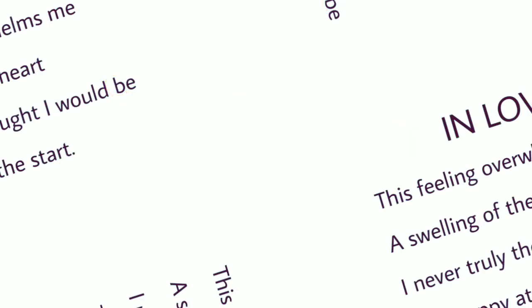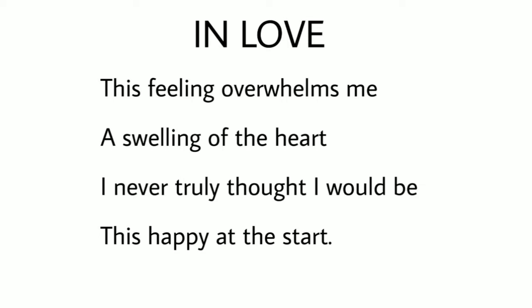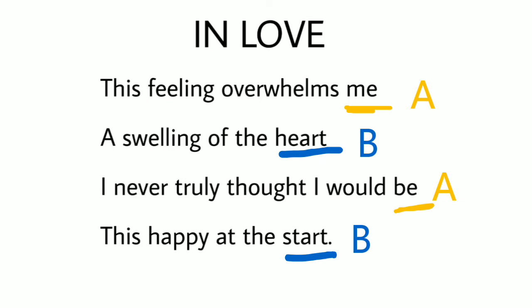Let's check one more example. Look at this poem. In love. This feeling overwhelms me, a swelling of the heart. I never truly thought I would be this happy at the start. Okay, what are the rhyming words at the end of the line? Me, heart, be, start. So, me, be. These both are rhyming. So we'll give A. Now, heart, start. Yes, both are rhyming. So B, B. So here we have our rhyming scheme A, B, A, B. Got it?